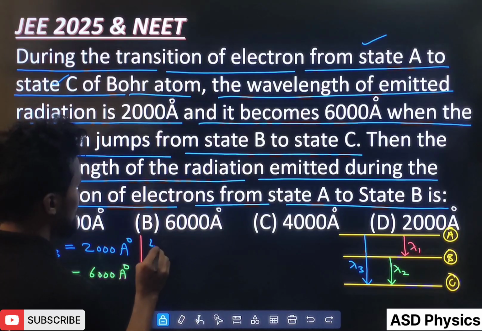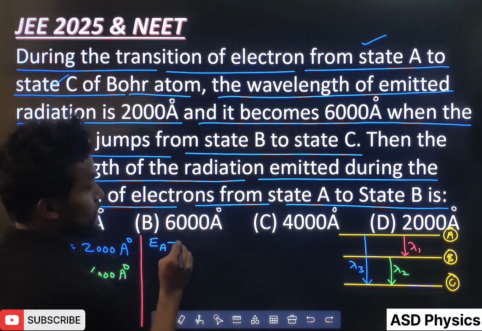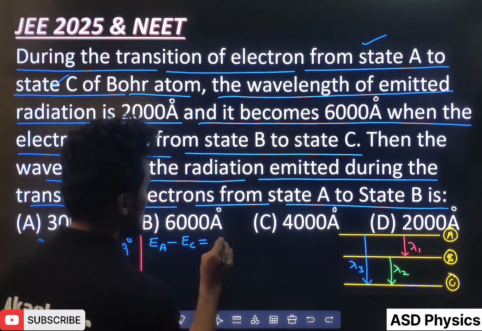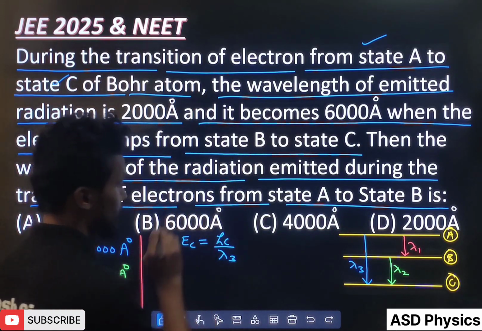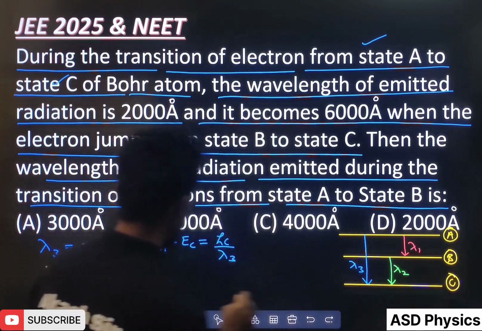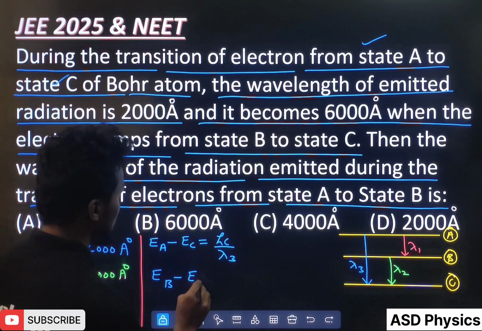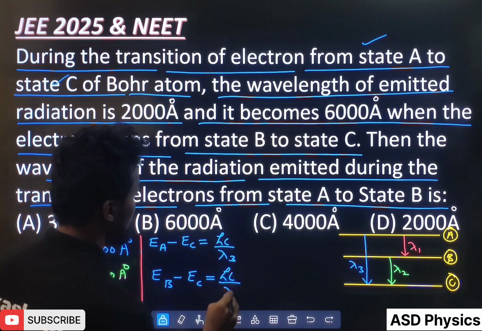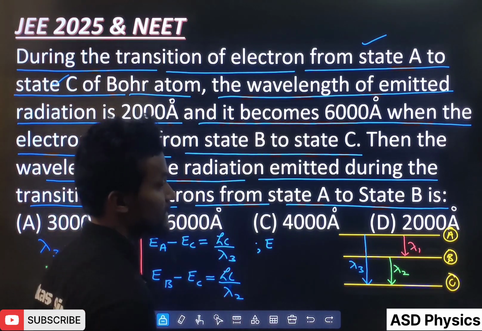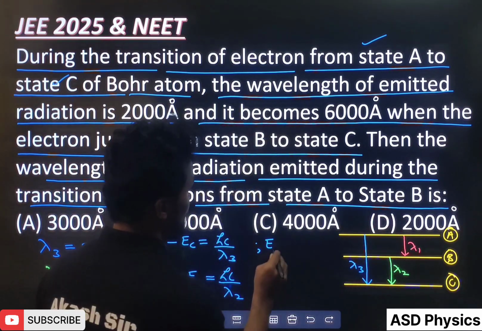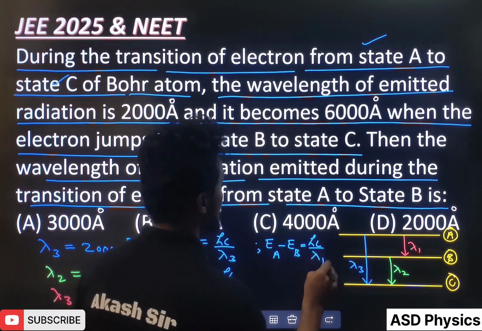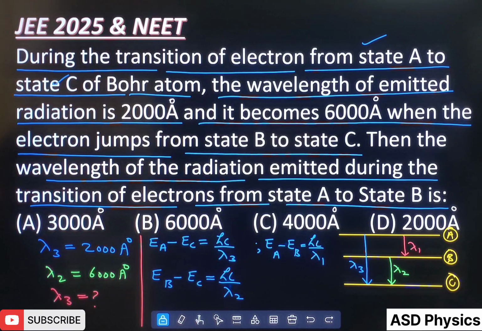So students, if I write EA minus EC, that means A to C, what will this become? It will become hc by lambda 3. Similarly, next, EB minus EC. What will this become? It will become hc by lambda 2. Similarly, what we have to calculate is A to B, so EA minus EB. What will this become? It will become hc by lambda 1. Okay, students, you can see very well.